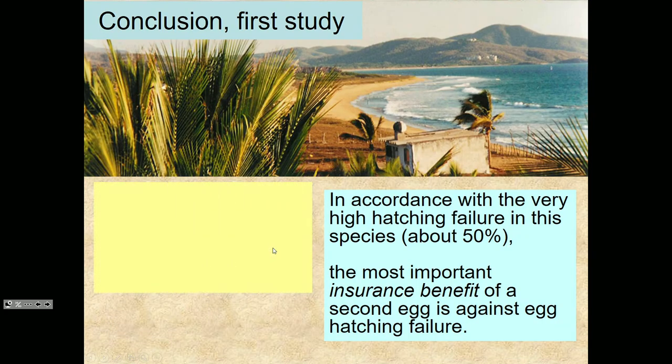So, conclusion in this first study of brown boobies: it's in accordance with a very high hatching failure in this species. They lay their eggs on the ground, and you can imagine it's very, very hot on the ground. So therefore, they have a very high hatching failure. And we also consider that the most important insurance benefit of a second egg is against egg hatching failure.